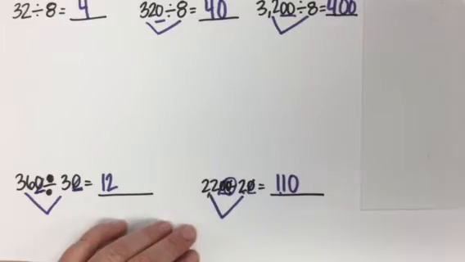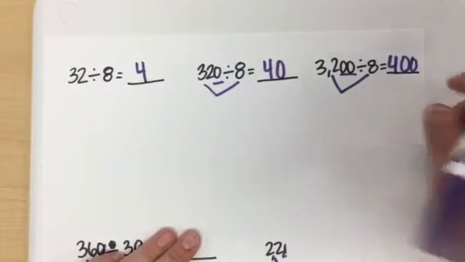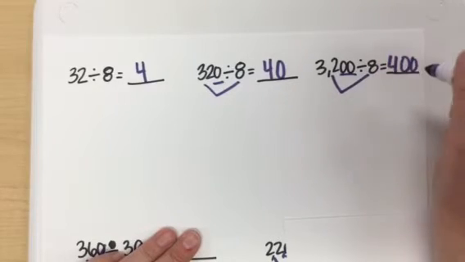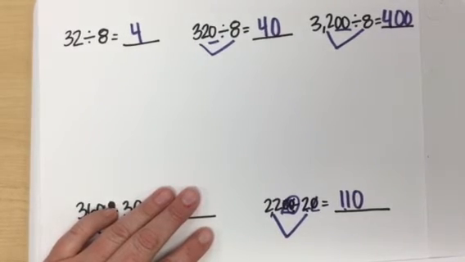Okay? Like I said, you're going to be dealing with this kind where you don't have the 2-digit dividend yet. But you will need to know this for the future when we do 2 digits divided, or multiple digits divided by 2 digits.